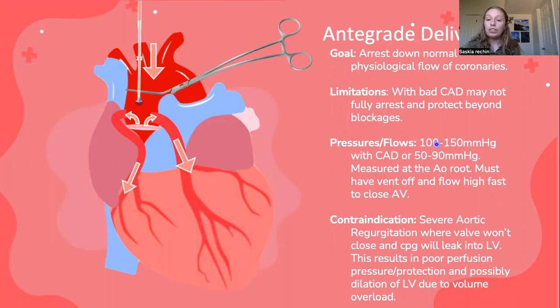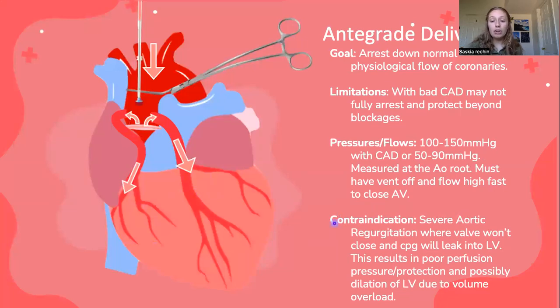But all in all, when you're delivering, you want to give 100 to 150 with coronary artery disease measured at the root, right? That's not your back pressure, your pump, that's at your root. And then 50 to 90 without coronary artery disease, again measured at the root, in order to provide closing for your valve as well as flow down.